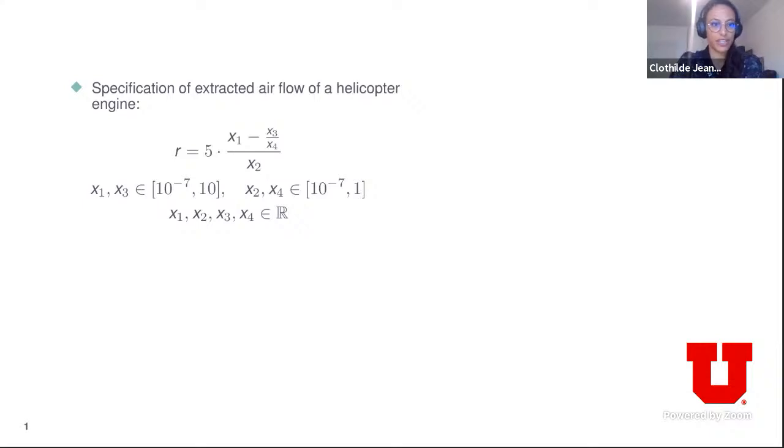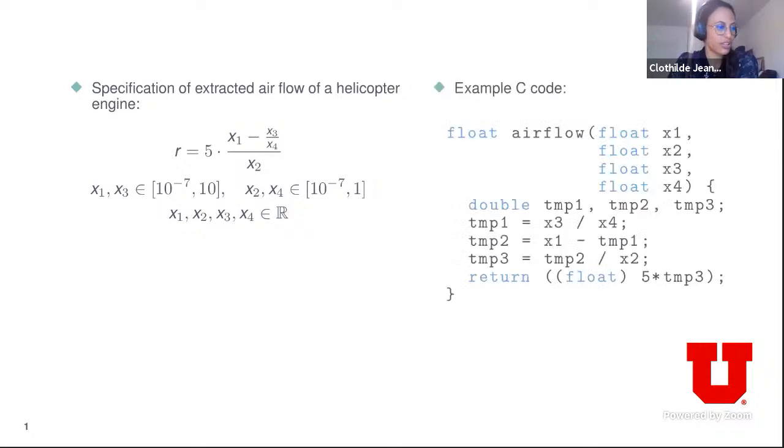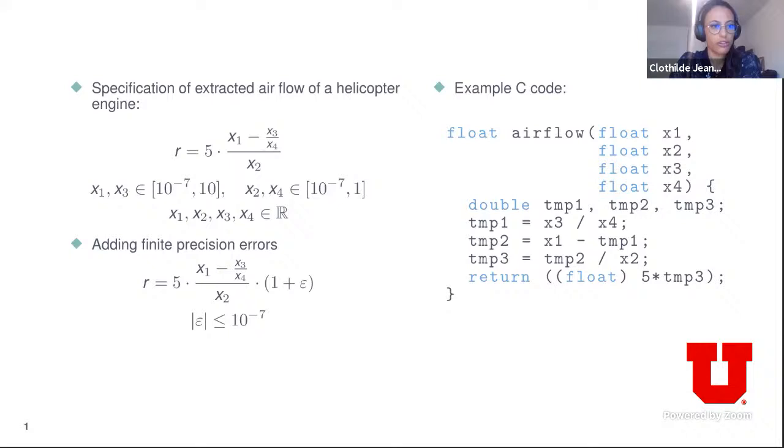We are given the specification of the extracted airflow of a helicopter engine. The inputs X are defined over the reals in continuous ranges. This critical system is computed with finite precision, like for example in this code, where the reals are represented with floating point numbers. There might be some rounding errors while computing a real valued specification with finite precision. That's why the specification is not defined exactly over the reals, but with a relative error epsilon. So now the specification defines a range of possible values, while the code computes a single output. Hence, the specification is not the code.